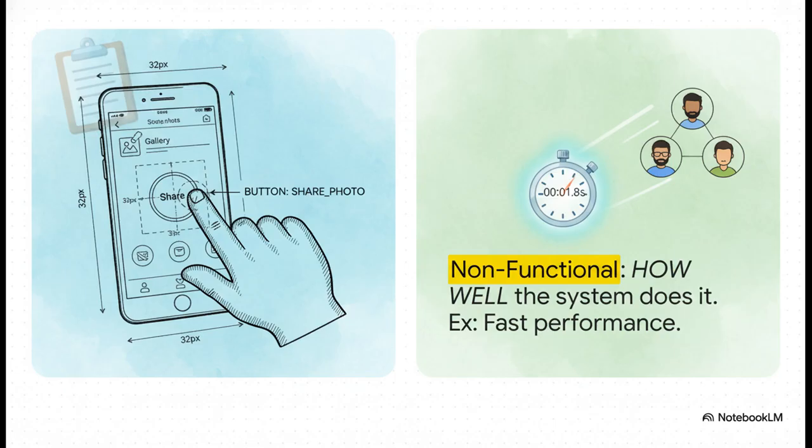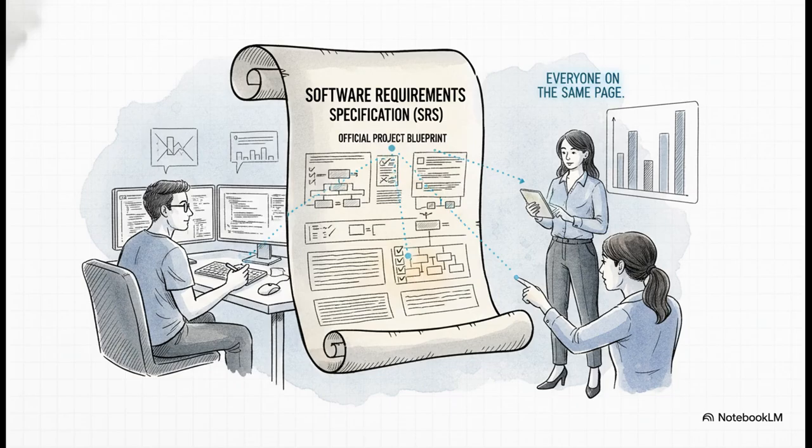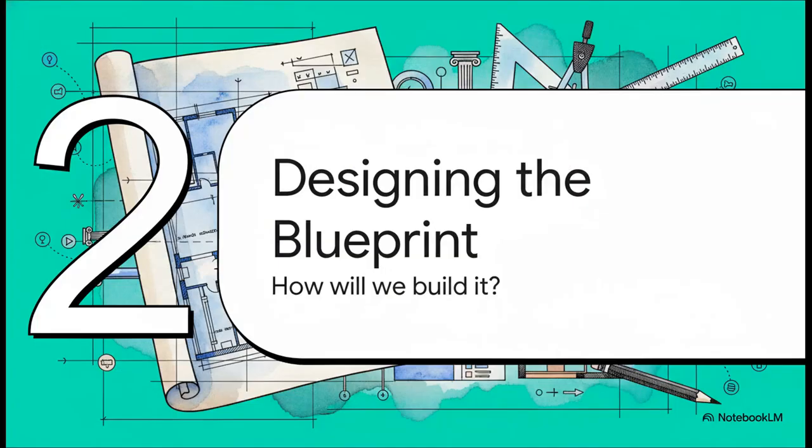You need both. So you take all those whats and how-wells and you write them down in the super important document called the Software Requirements Specification, or SRS for short. This is the official blueprint. It's basically the contract that makes sure everyone, the client, the managers, the developers, is on the exact same page about what's getting built.